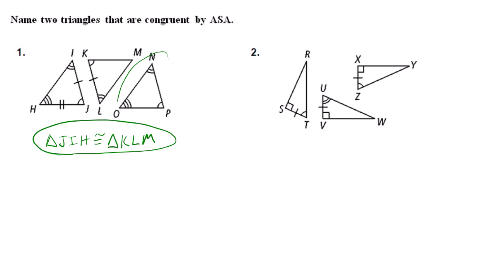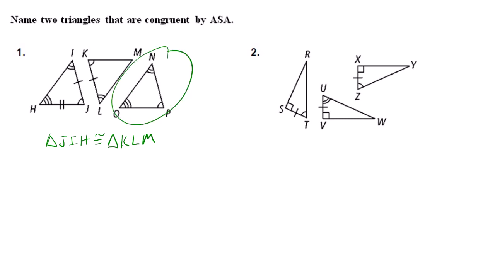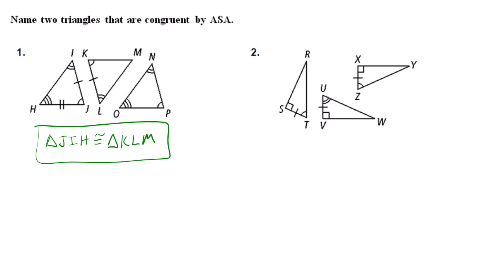Let's see if we have any congruence here. So here I have NOP, and P is congruent to J, and N is congruent to I. However, there's no side that's congruent, right? We don't see any tick marks on any of the sides, and so we can't say that this triangle is congruent. Definitely not by ASA, right? We need a side for that to happen.